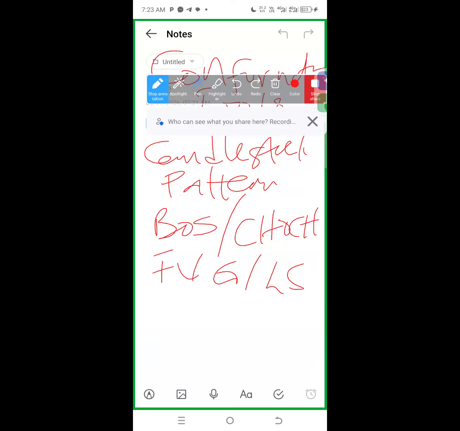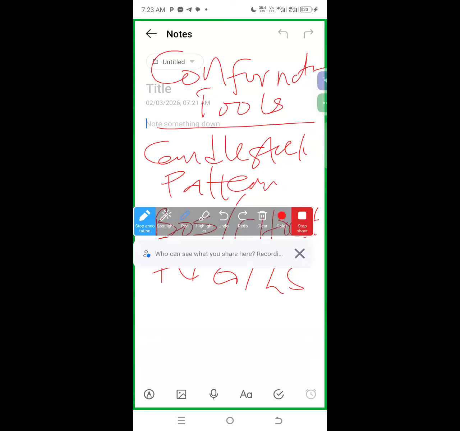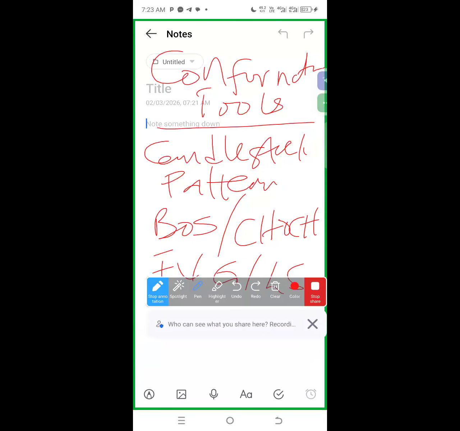So confirmational tools. If you want to confirm how a trend is moving, you don't need all these lessons. Just study one, maybe candlestick pattern or break of structure, change of character. Once you understand this, it will help you to make confirmations in the market.